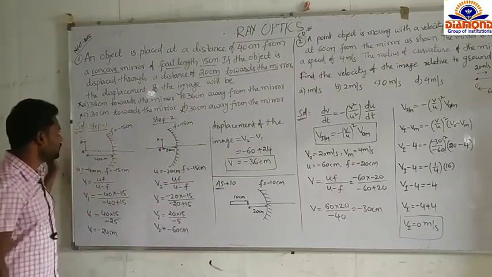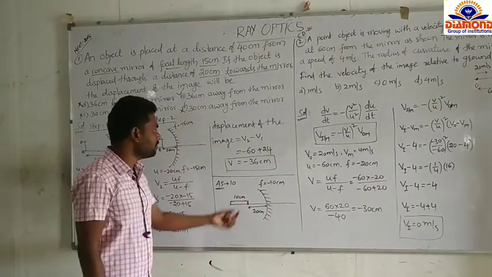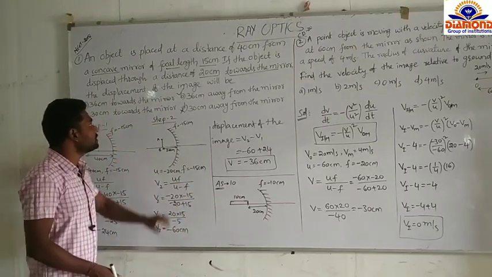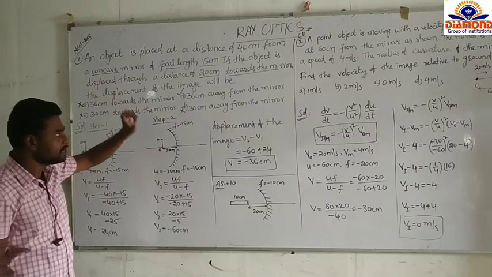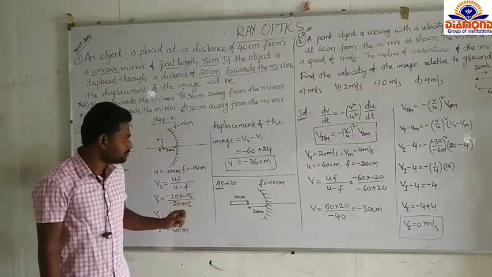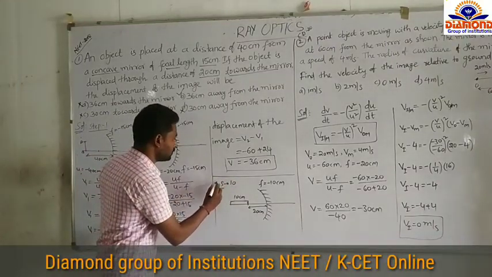So if the object is moving toward the mirror, the image will move away from the mirror. How much distance will it move away? 36 centimeters away from the mirror. And next, based on a similar question, asked in NEET 2018, in your home assignment you have one question, question number 10. The 10th question is there in the home assignment.